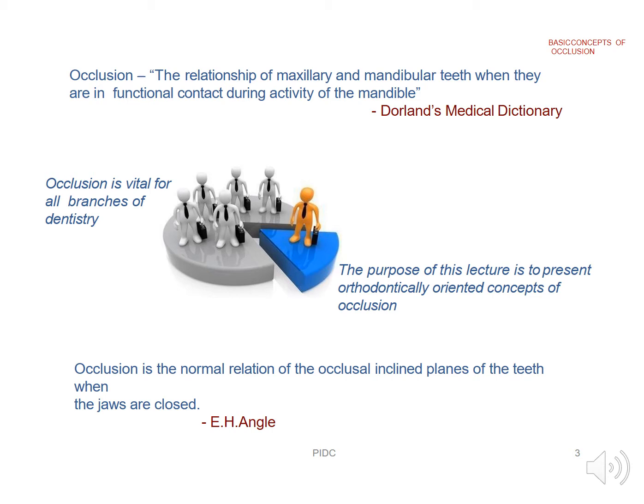This is because in some books they define occlusion based on the branch of dentistry. So later when you do some further reading, you will see there is some difference between orthodontically oriented concept and prosthodontically oriented concept. So in this lecture, we will only focus on the orthodontically oriented concept of occlusion. Another meaning of occlusion by Edward Angle is that occlusion is the normal relation of the occlusal inclined planes of the teeth when the jaws are closed.